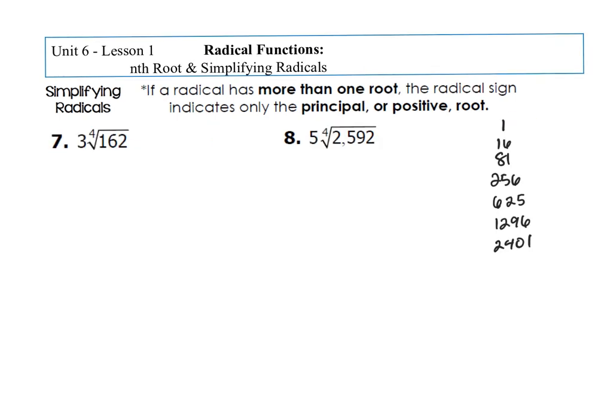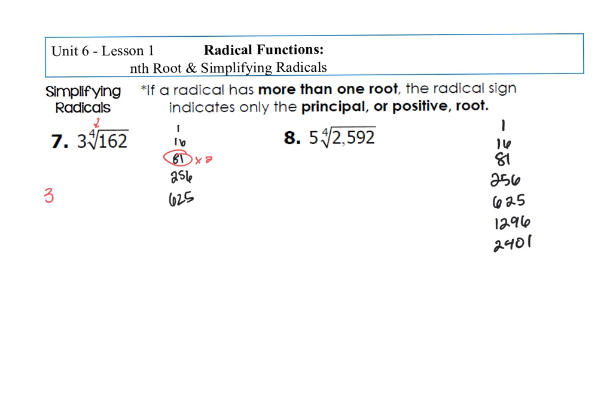Okay, now on 7 and 8, we are fourth rooting some radicals. And so again, that means what number times its own self 4 times was a factor of these. Always pay attention to what your index is so you know which list to use. So I take my 162 and I divide it by 2 and I get 81. Again, that's great because I got a number on my list. So 81 times 2 makes 162.